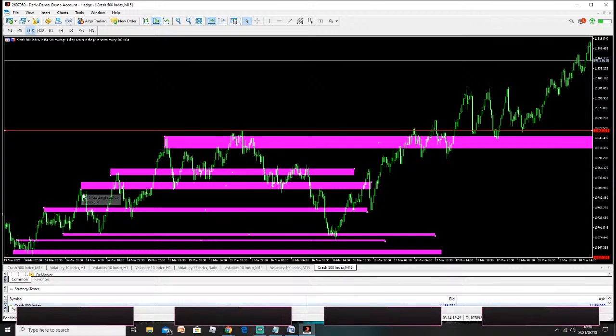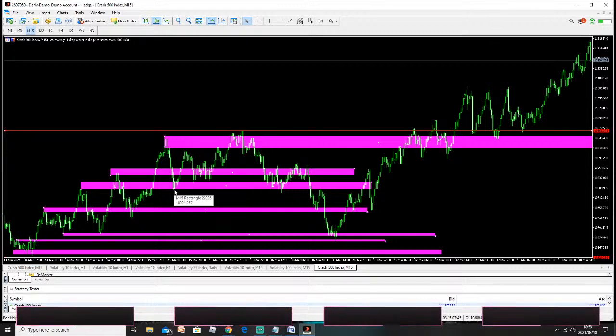Okay, this is a spike, and the spike went down to that area. So we're drawing them in. We're trying to get as much information in, so when price goes back there, we know when to expect spikes.